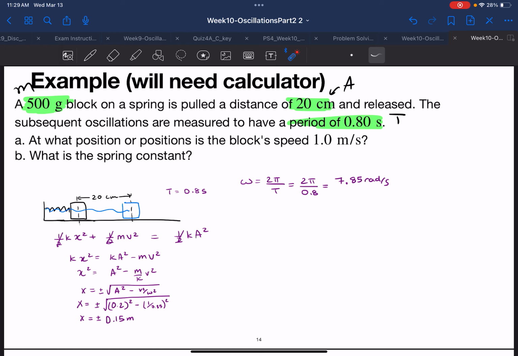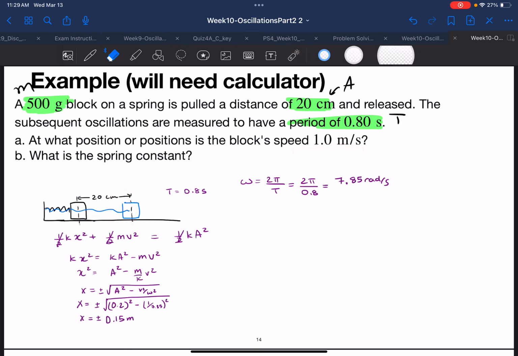Now part A is, at what position or positions is the speed 1 meter per second. So if we look at the physical situation, here's the equilibrium. This thing was pulled 20 centimeters and then let go and allowed to oscillate. So as this thing oscillates, there's going to be some distance somewhere away from this max amplitude, maybe somewhere around here, when it's headed inward, that it has a speed of 1 meter per second, and then it moves faster and faster and faster, moving the fastest here.